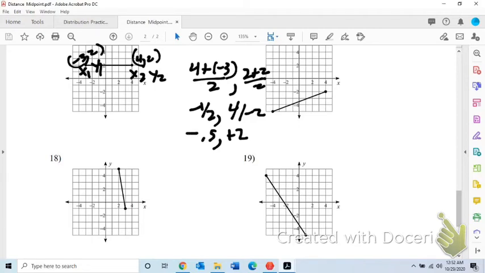And that's your answer. So the point would be kind of right there. And that makes sense. When I look at it, it's not a negative. I don't know why I put a negative. 4 minus 3 is 1. 2 plus 2 is 4. So that gives us 0.5, 2 as our answer.